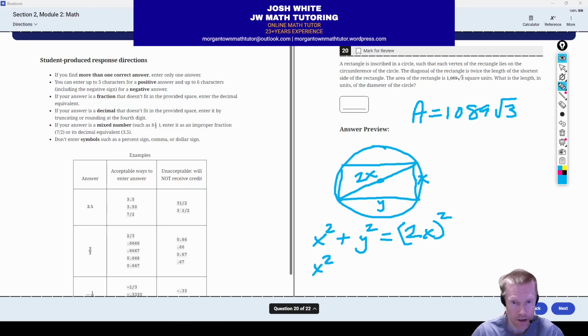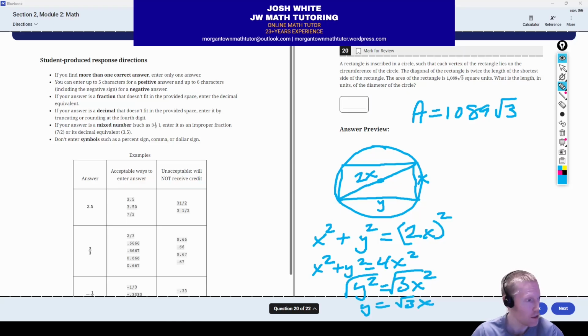If you do that and then simplify it, you get y squared equals just 3x squared. Then you square root both sides, so you get this side down here equal to square root 3x. Now we know both the length and the width of the rectangle in terms of just x, in terms of one of the sides.